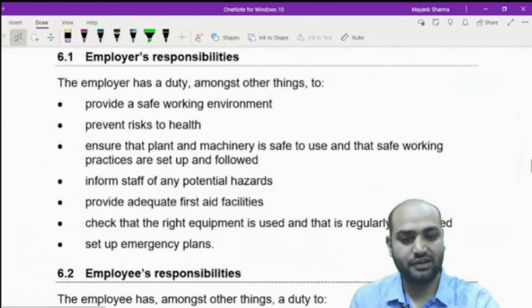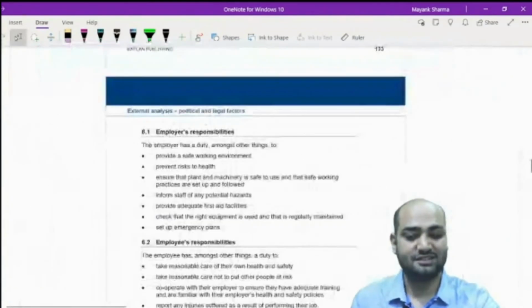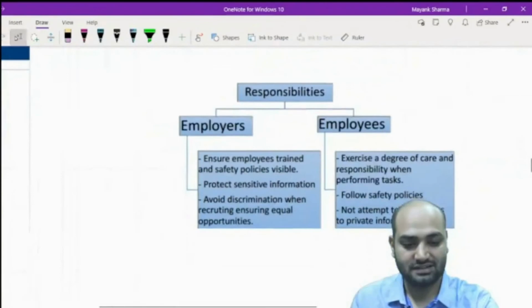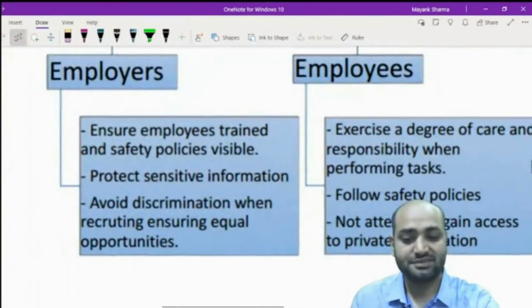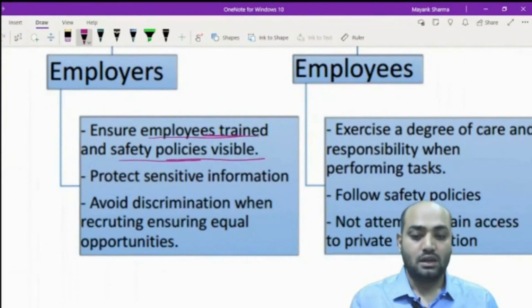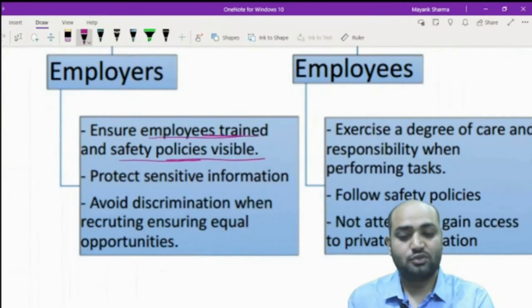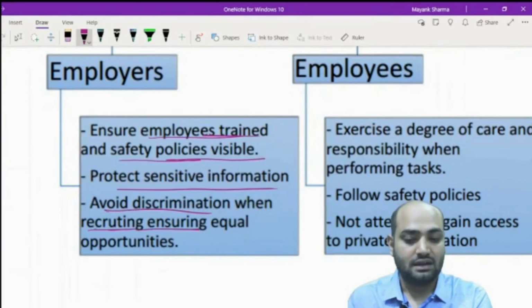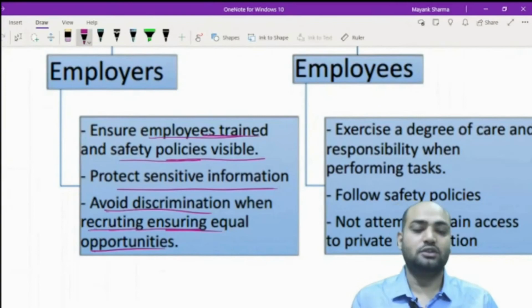So what are employers' responsibilities and what are employees' responsibilities? We'll try to take a look at this. Employers' responsibility is to ensure employees are trained and safety policies are visible. Employers' responsibility is to protect sensitive information. Employers' responsibility is to avoid discrimination when recruiting, ensuring equal opportunities to all. So they should not discriminate against any caste or any color or any race or any religion.